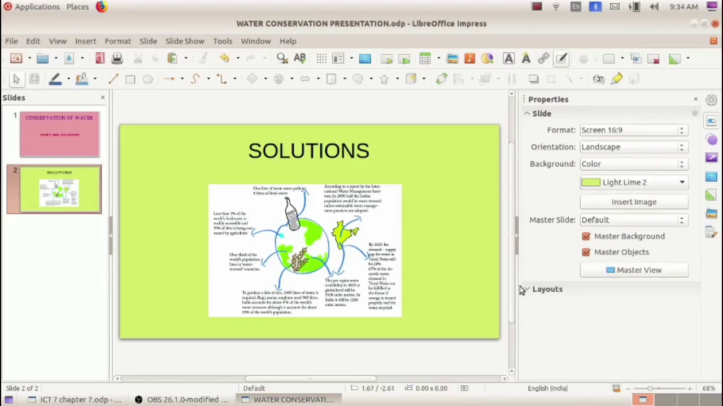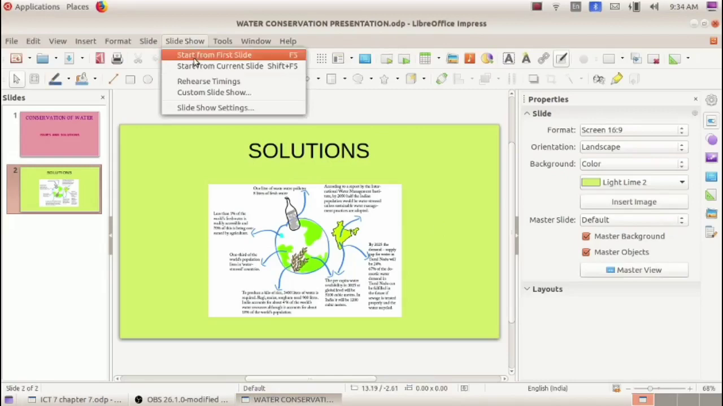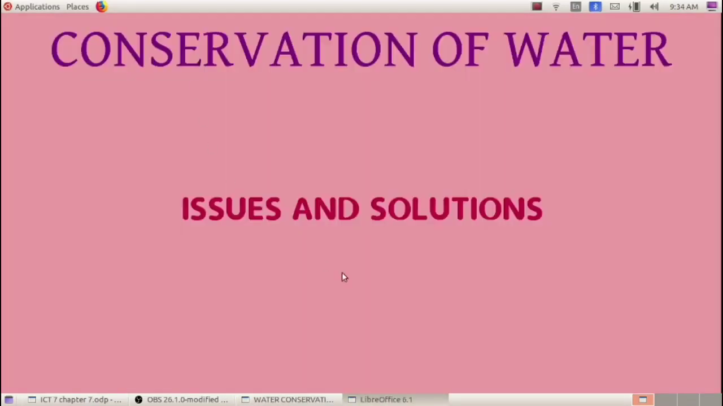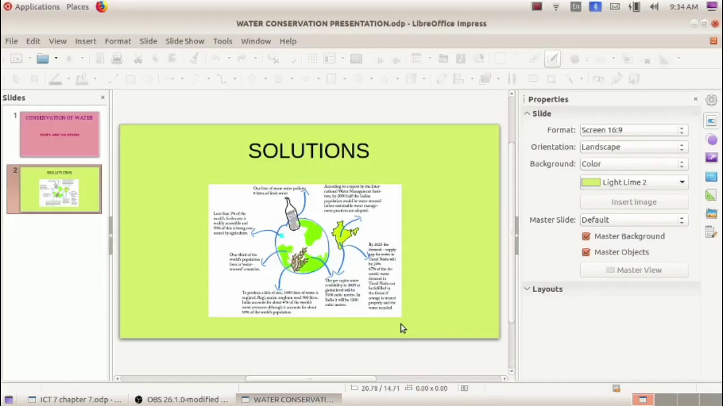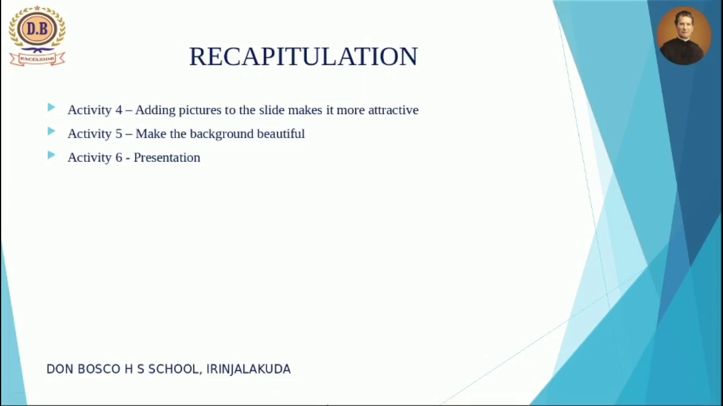How to see the slideshow presentation? Go to slideshow menu, select start from first slide, then click the mouse to see the next slides in our presentation. Now let's summarize what we have learned today.